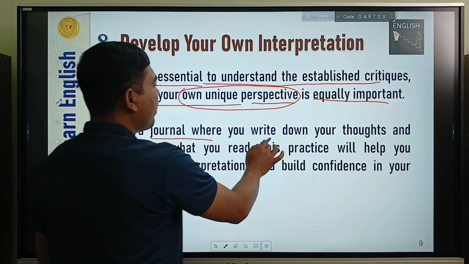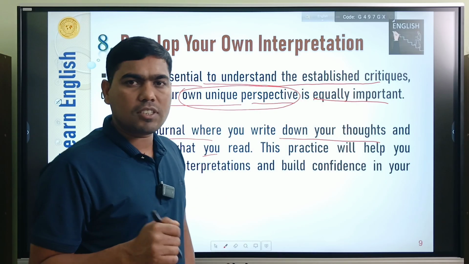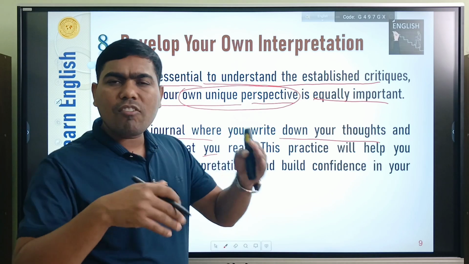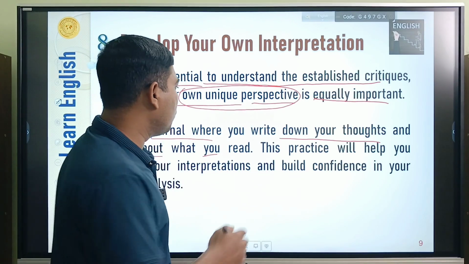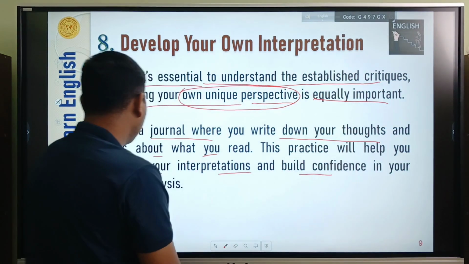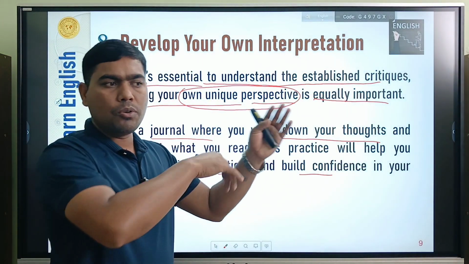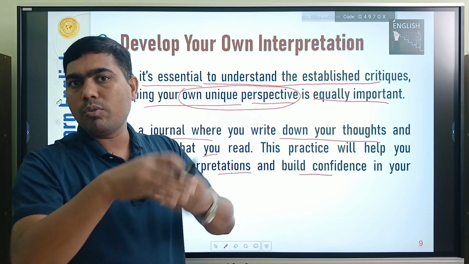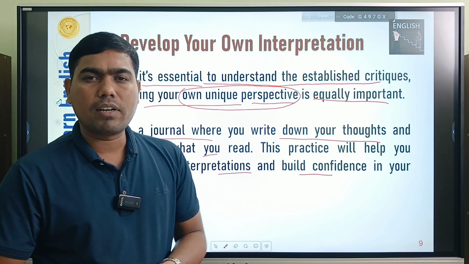Keep a journal where you write down your thoughts and ideas about what you read. So you can keep a diary or a journal so that you can have a collective understanding after reading the notes you have prepared. Okay, so this practice will help you discover your interpretations and build confidence in your critical analysis, because at the last time when you go through the text and also through the notes or interpretation you have, all will give you a proper or total understanding of a particular text or writing.